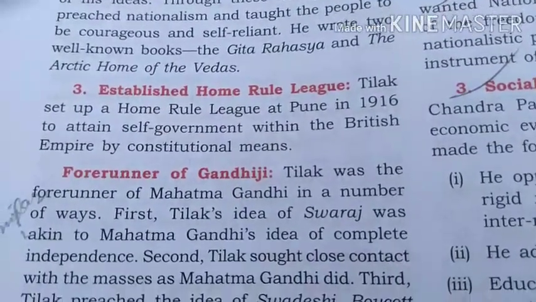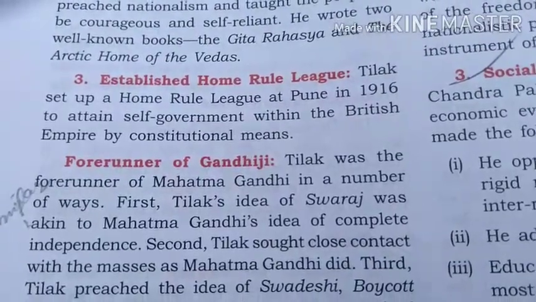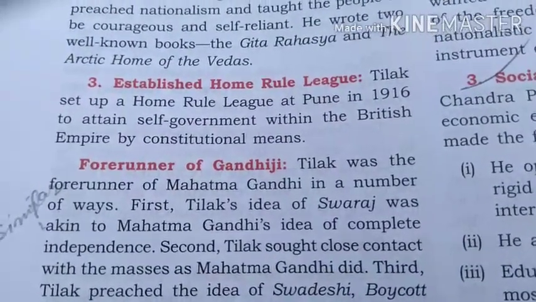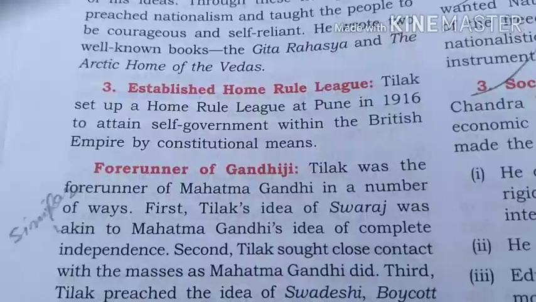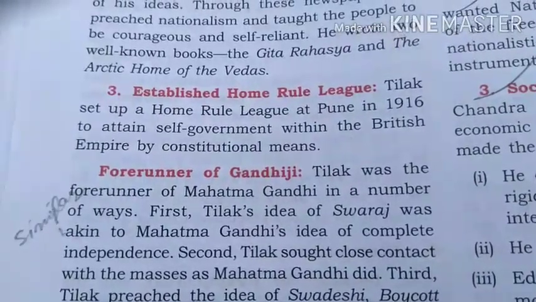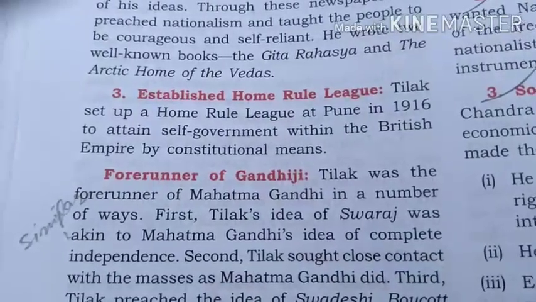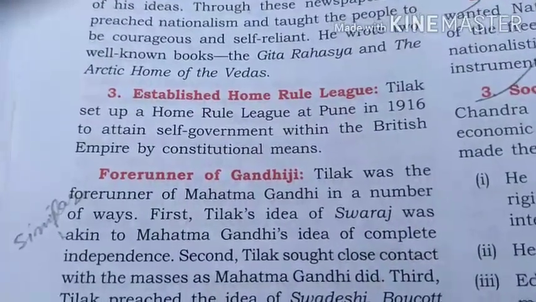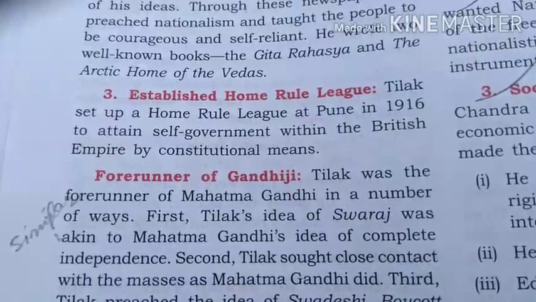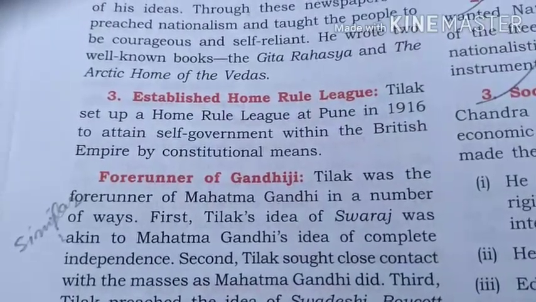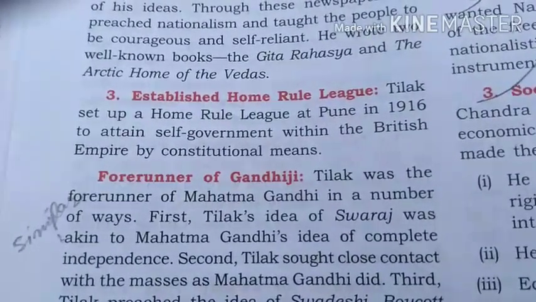Now let us discuss the forerunner of Gandhiji. Why Bal Gangadhar Tilak is known as the forerunner of Gandhi. Tilak was the forerunner of Mahatma Gandhi in a number of ways. First, Tilak's idea of Swaraj was similar to Mahatma Gandhi's idea of complete independence.